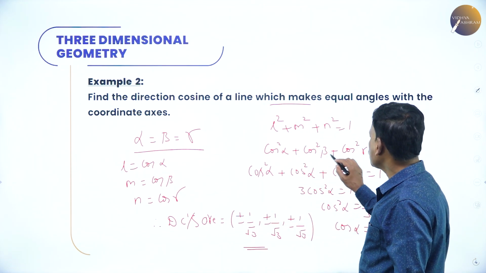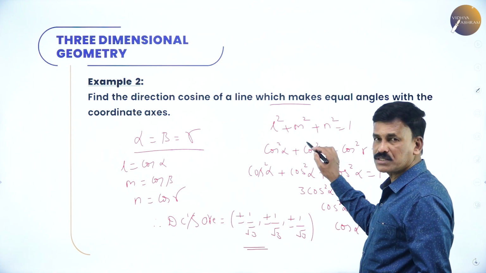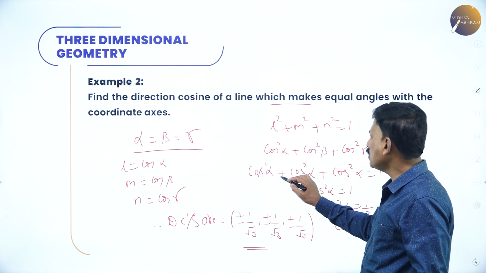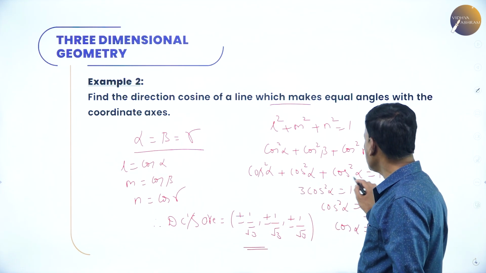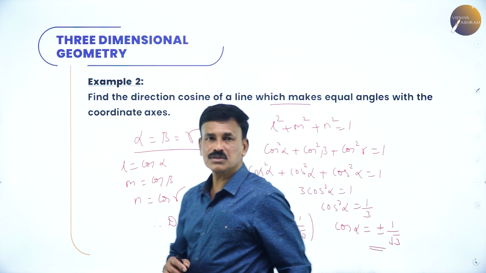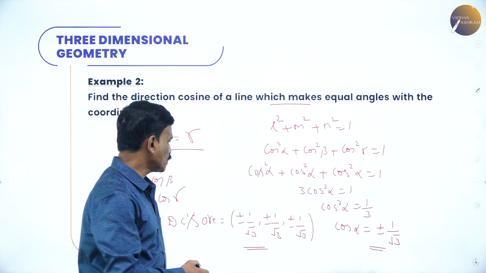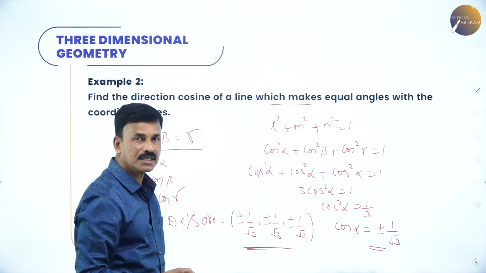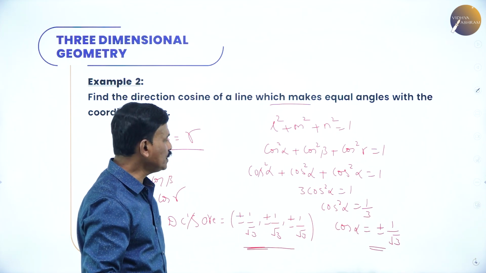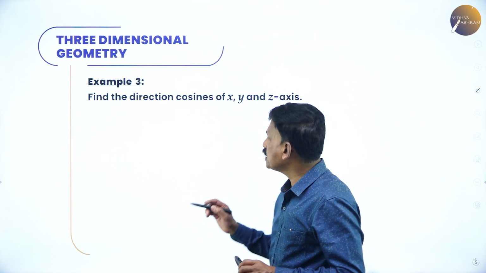cos square alpha plus cos square beta plus cos square gamma is nothing but l square plus m square plus n square, which is equal to 1. Since alpha, beta, gamma are equal, cos square alpha plus cos square alpha plus cos square alpha is 3 cos square alpha, which equals 1. So cos square alpha is equal to 1 by 3, or cos alpha is equal to plus or minus 1 by root 3. Therefore, the direction cosines are plus or minus 1 by root 3, 1 by root 3, 1 by root 3. Now, let us move on to the next problem.